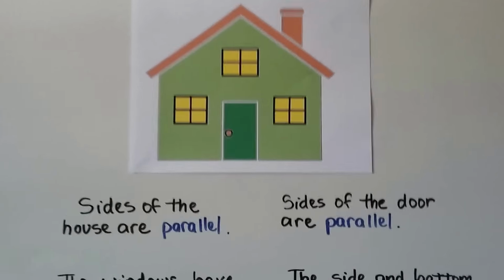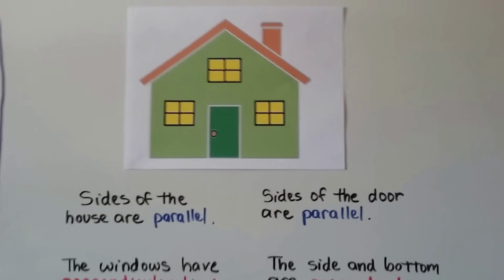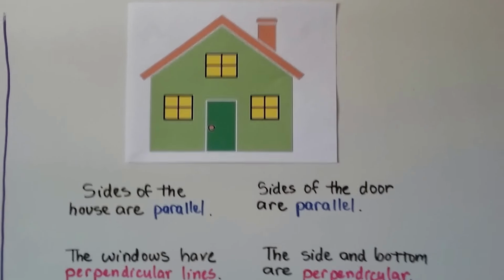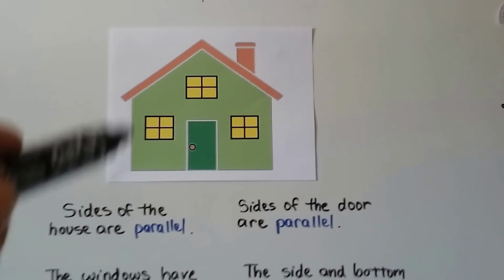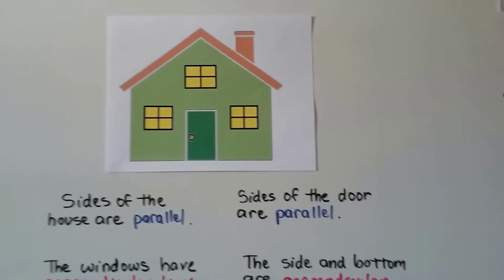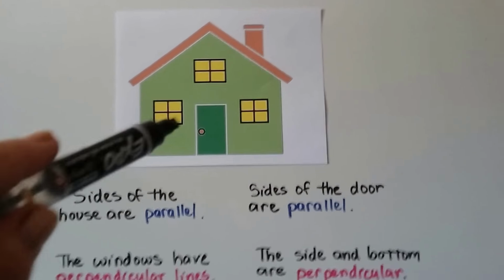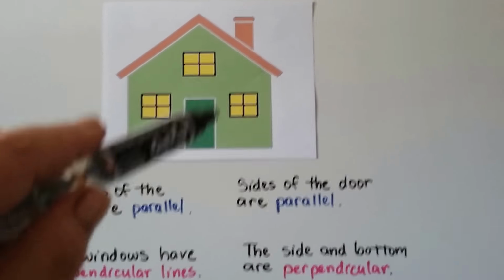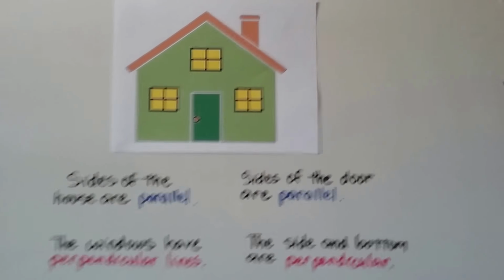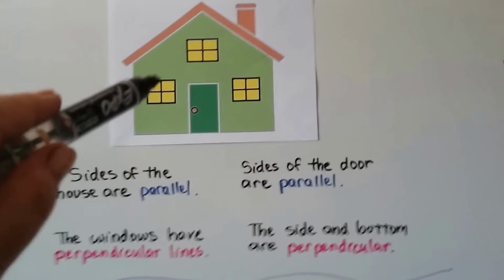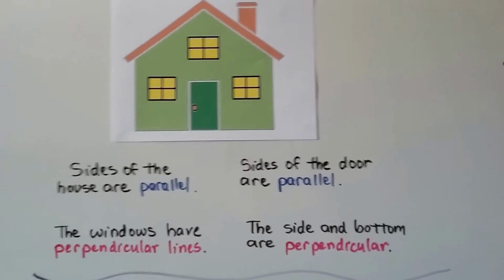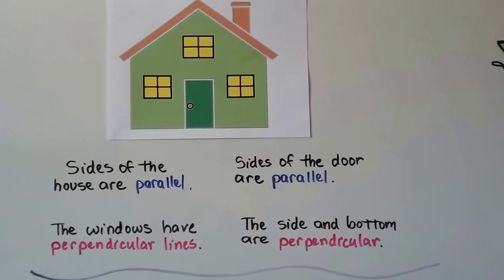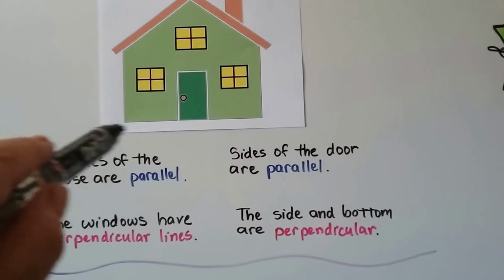So when we look at a picture like this house, we can see the sides of the house are parallel. This line is parallel with this line, and even the sides of the door are parallel. This side of the door is parallel with that side of the door. And the windows have perpendicular lines. We can see they make right angles, don't they? They make 90-degree angles.